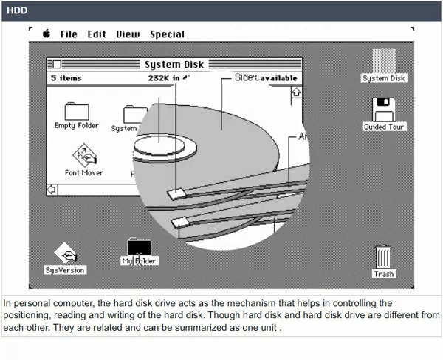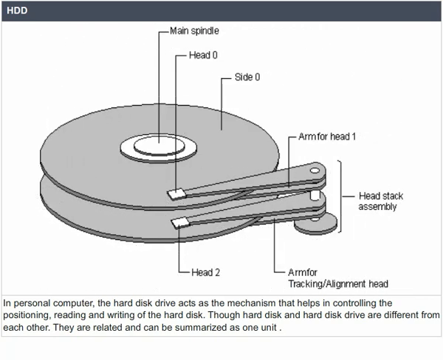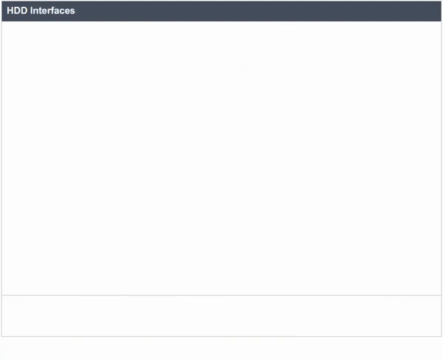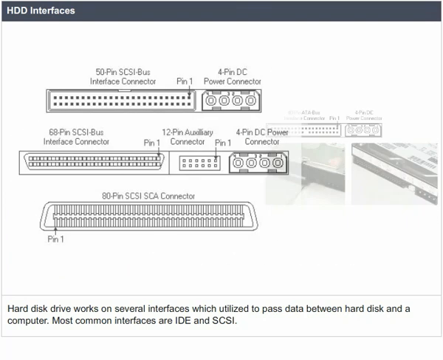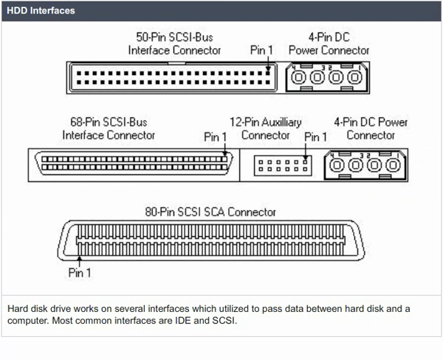In a personal computer, the hard disk drive acts as a mechanism that helps in controlling the positioning, reading, and writing of the hard disk. Though hard disk and hard disk drive are different from each other, they are related and can be summarized as one unit. HDD interfaces. Hard disk drive works on several interfaces which are utilized to pass data between the hard disk and a computer. Most common interfaces are IDE and SCSI.